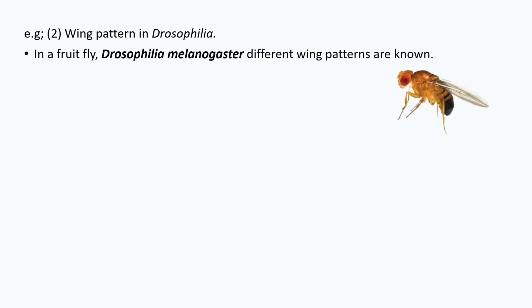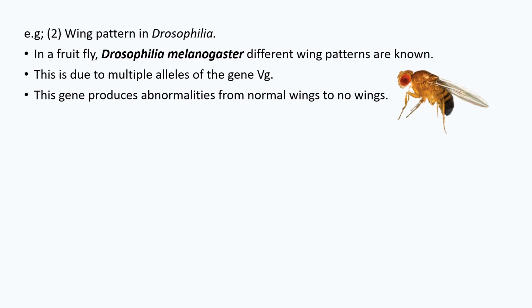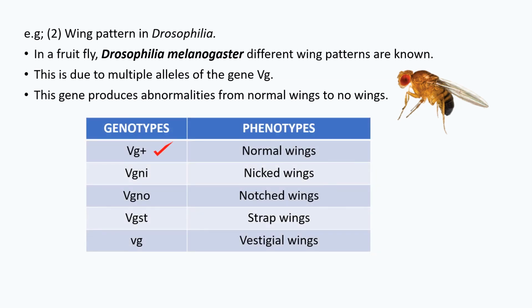The other example of multiple alleles is seen in wing pattern of Drosophila. In a fruit fly named Drosophila melanogaster, different wing patterns are known. This is due to multiple alleles of the gene VG. This gene produces abnormalities from normal wings to no wings. In these flies, VG plus denotes normal wings, VGNI denotes nicked wings, VGNO refers to notched wings, VGSD denotes strap wings, and VG denotes vestigial wings.